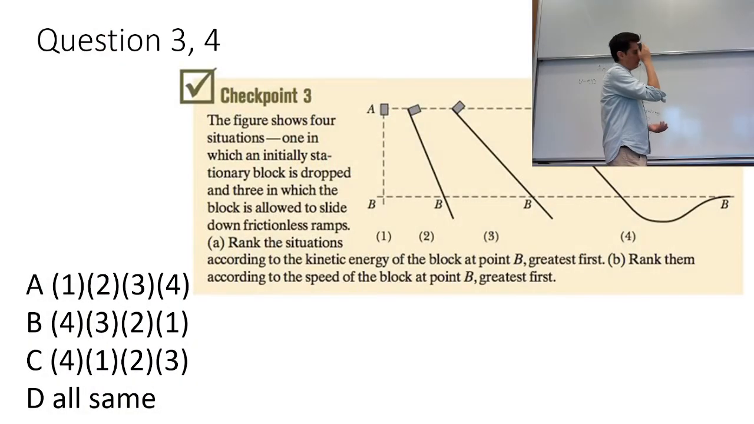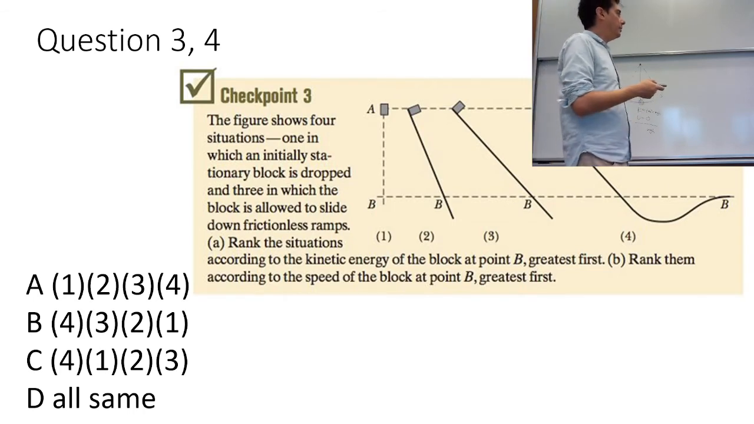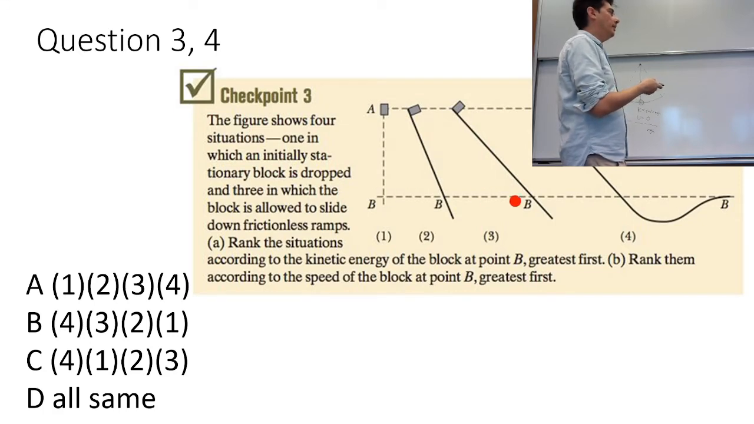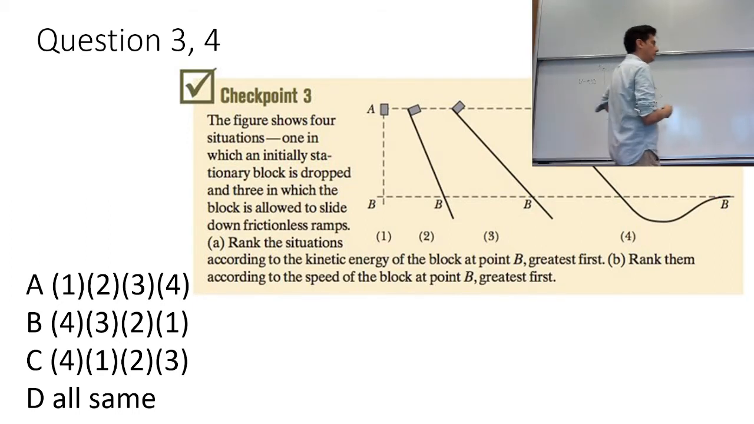Okay, all right, so let's do this question. The figure shows 4 situations, one in which an initially stationary block is dropped and 3 in which the block's allowed to slide. So this is the one where it just drops. This is where it goes down a slide, and these are frictionless ramps. Rank the situations according to the kinetic energy of the block at point B. So here the B's like that. Greatest first. So which ones have the largest kinetic energy?